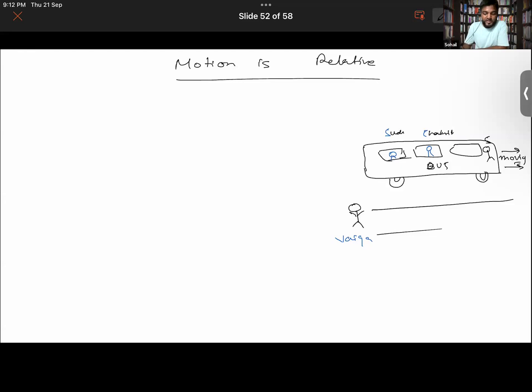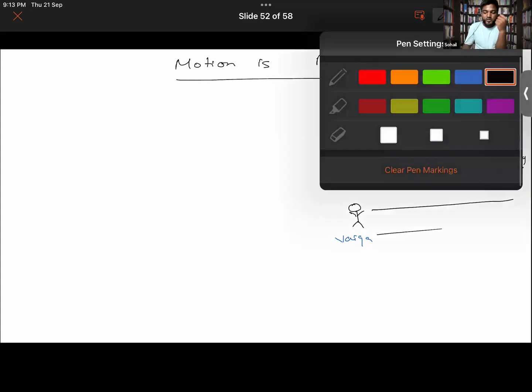So I will say that both Sundus and Chakrika are at a state of rest inside this bus, because Sundus is sitting in chair A, and Chakrika is sitting in chair B. The person sitting inside is in a state of rest, while the bus is in a state of moving.